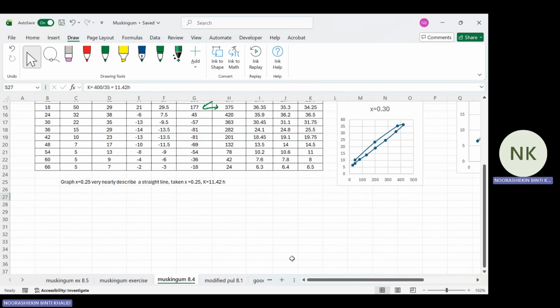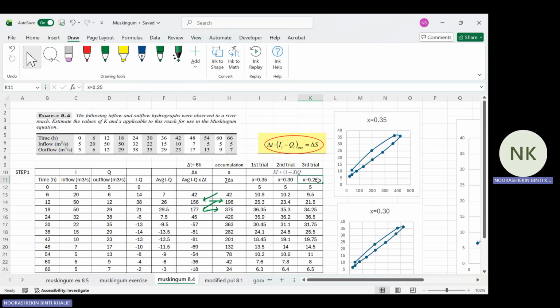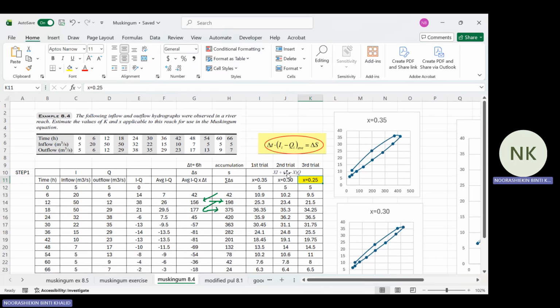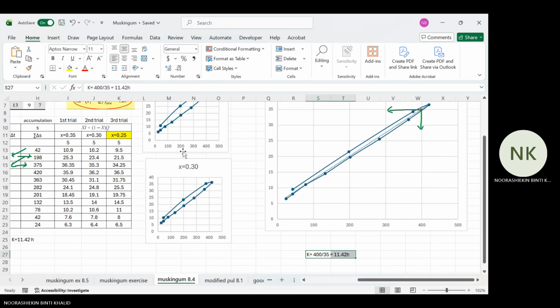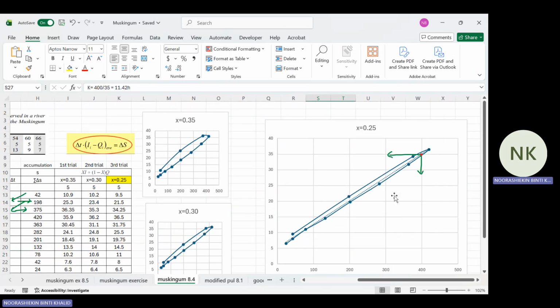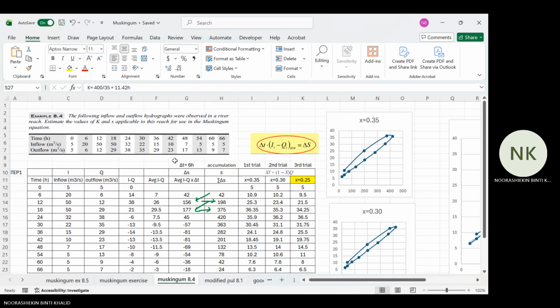You got k and I got the x value. So this is the answer, the k value and x value, k and x. Alright, so next we go to another slide.